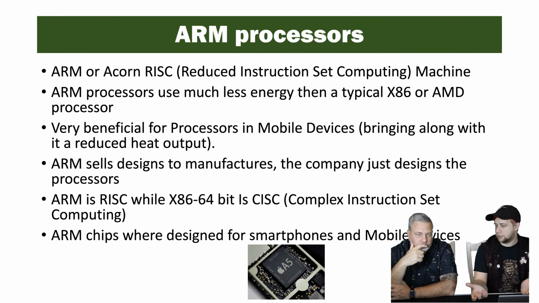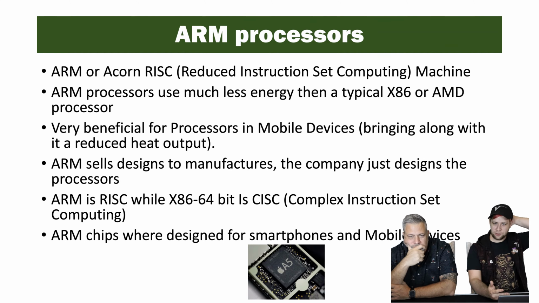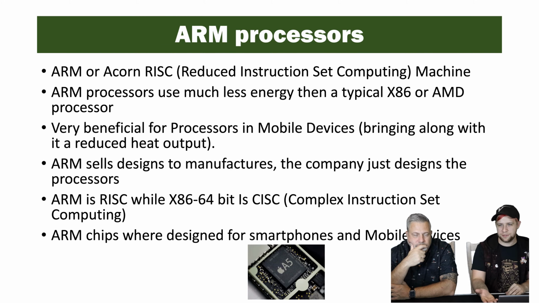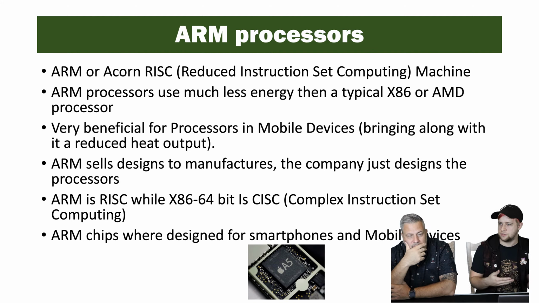Your phone will get hot, but it doesn't get as hot. They will be cooking bologna on your phone normally. Very beneficial for processors and mobile devices, bringing along with it reduced output of heat, as we just mentioned. And then ARM actually sells the designs of the chips to manufacturers as opposed to manufacturing them themselves, which I guess is smart because they're cutting down on cost of materials and everything.